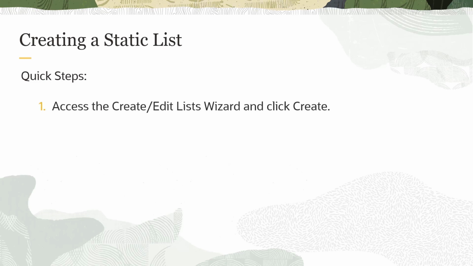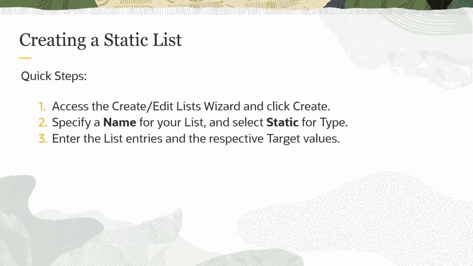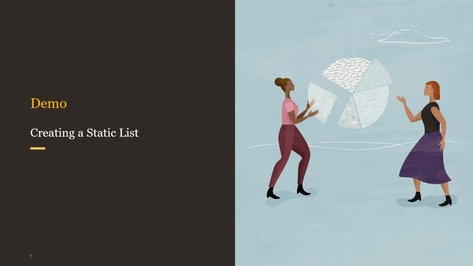First, you access the Create or Edit List wizard and then click on Create. Specify a name for your list and ensure that you select Static for type. Enter the list entries and the respective target values. On the Confirm page, specify your template options and click on Create List. Now let's navigate back to the Apex workspace and I'll show you how we can create a static list.